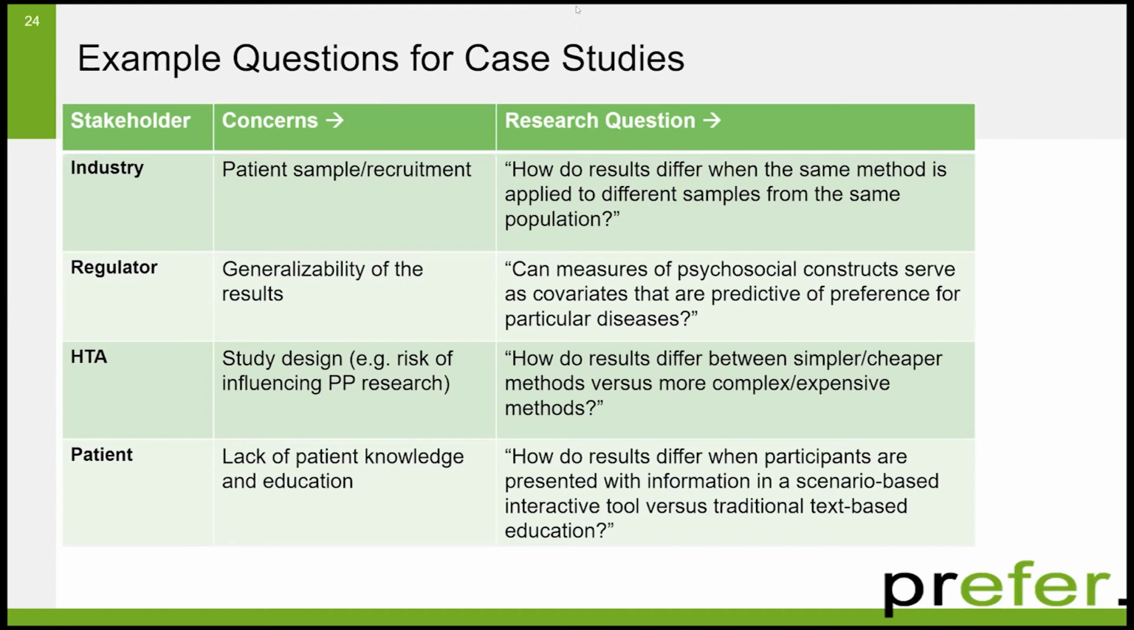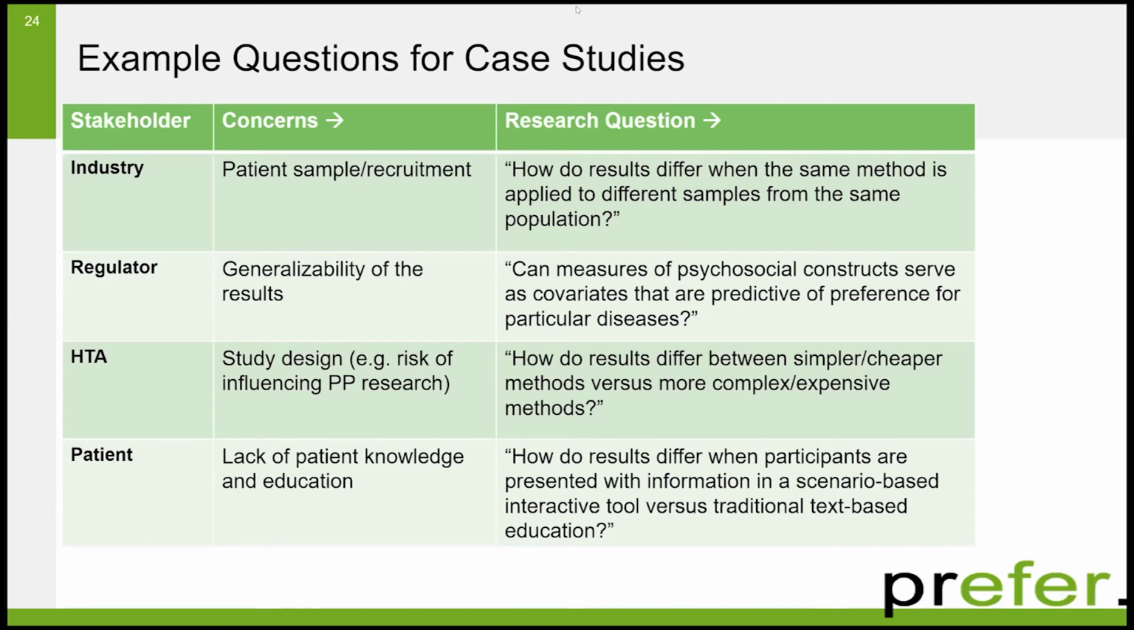And again, another stakeholder group would be patients. One of the big things we hear from patients is the lack of patient knowledge and education surrounding patient preferences and how to properly educate patients. And this is, again, a perfect example of what type of educational material has an impact on patient preferences and might result in more reliable patient preferences.